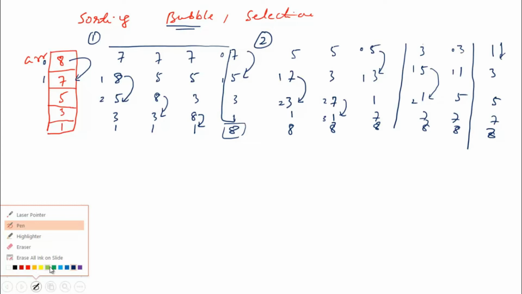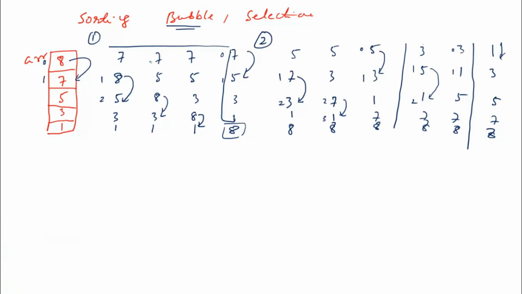These are the techniques we are calling it. So in the entire process, you see there are four iterations: 1, 2, 3, 4.